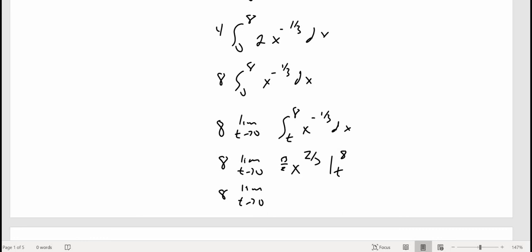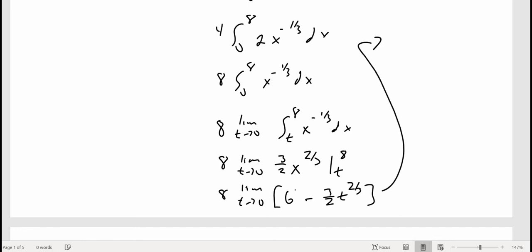Okay, so at 8, I can't read my own writing here, so that's 3/2. So at 8, if we put 8 in there, we're going to have 2, 2 squared is 4, so that's going to be 6, minus 3/2 t to the 2/3. Now, when that limit goes to 0 here, that's going to give me 8 times 6, which is 48. So the length of that curve is 48.